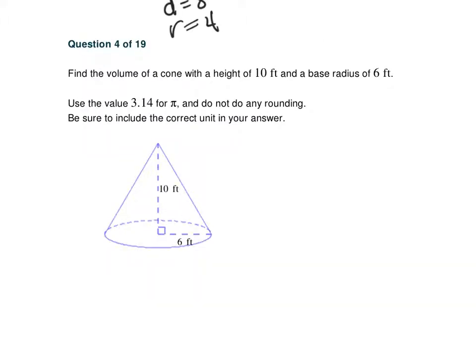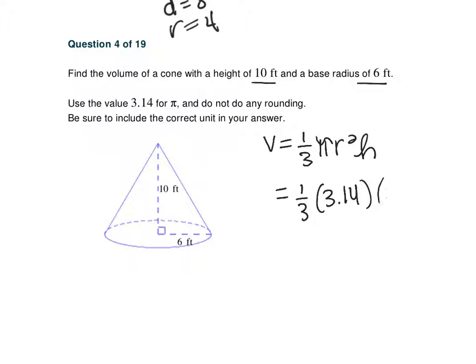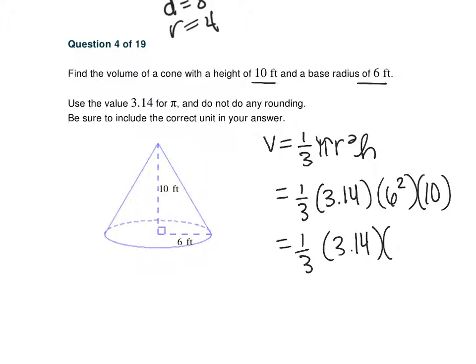Question 4, we're using the same formula, V equals 1/3 pi r squared times the height. It tells us the height of the cone is 10, the radius is 6. Again, I'm just plugging this into my formula, using 3.14 for pi, 6 squared times 10. Simplifying this down before I go to type it in my calculator. And when you multiply that out, I want you to round your answer to 2 decimal places.